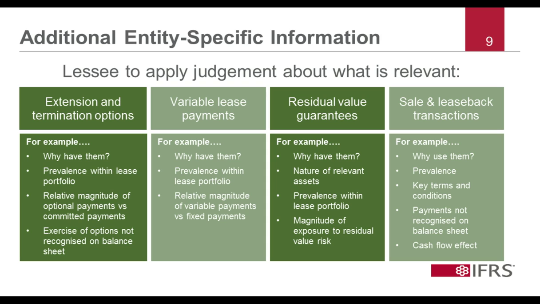For example, companies have given us examples of times when they use extension and termination options in contracts for operational flexibility. Say, for example, a retailer might want optional break clauses in its store leases so that it has the ability to pull out of a location if that location is underperforming.